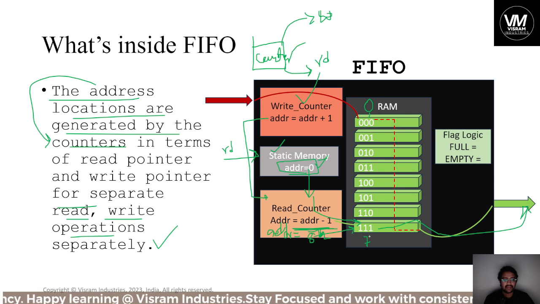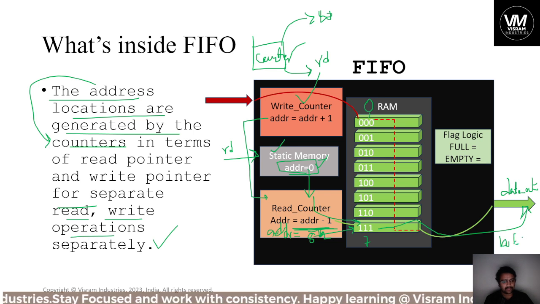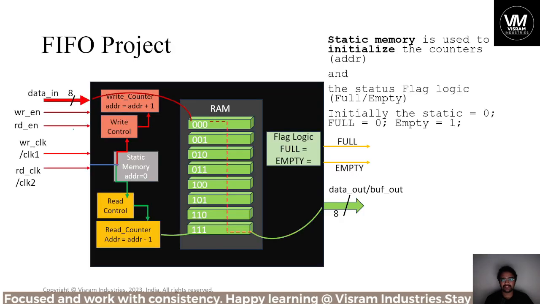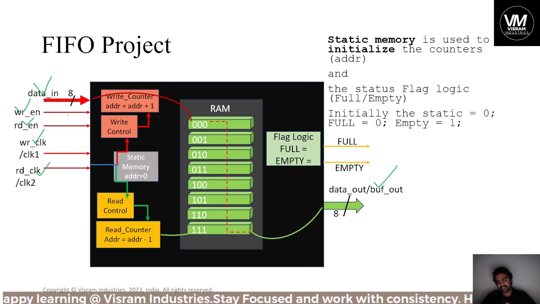Okay, so data is coming out into the data_out or buff_out. So that is what the definition is. As you have seen the input, output, write enable, read enable, write clock, read clock, all these things you have remembered, right, in the last session. Please watch that session if you can't understand this a bit faster.